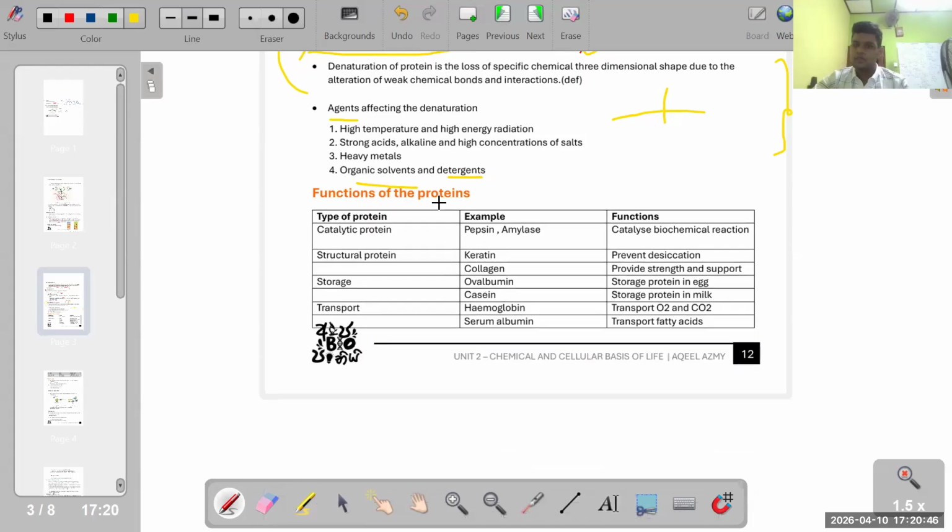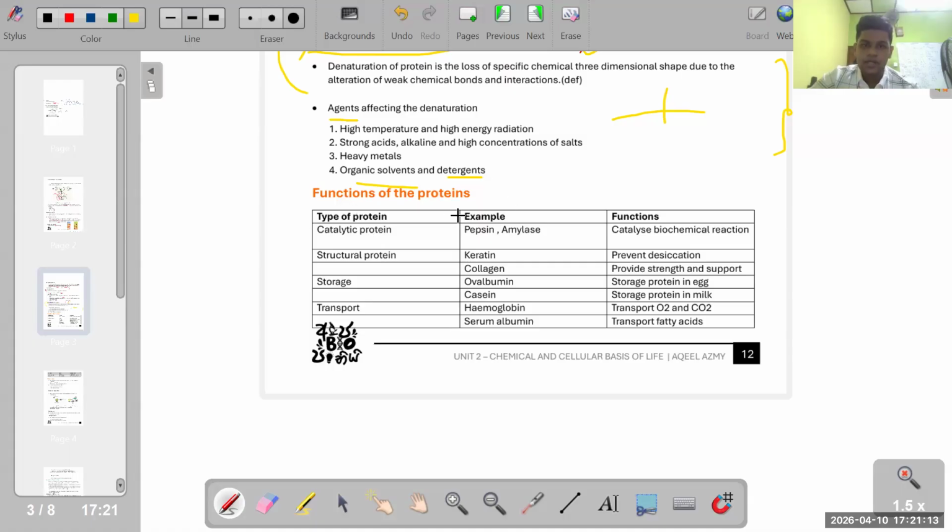We are coming to the functions of proteins. After this, we'll be completing the protein part. Let's see. Type of protein. Depending on the function, these give the nature of the protein. Catalytic protein means, for example, enzymes. Normally, catalytic proteins act as enzymes. They catalyze the reactions. Their nature is that.